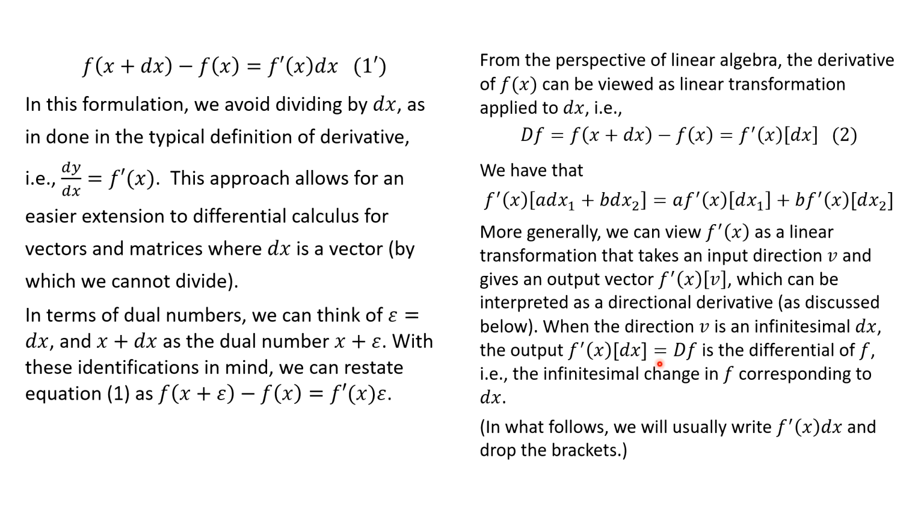When the direction v is an infinitesimal dx, the output is the differential, this thing here, i.e., the infinitesimal change in f of x corresponding to dx. In what follows, we will usually write the derivative f of x dx and drop the brackets referring to this here. But I just wanted to make the point that it's also a linear transformation under our new definition of derivative, and it can be applied to yet other vectors than just these infinitesimals.